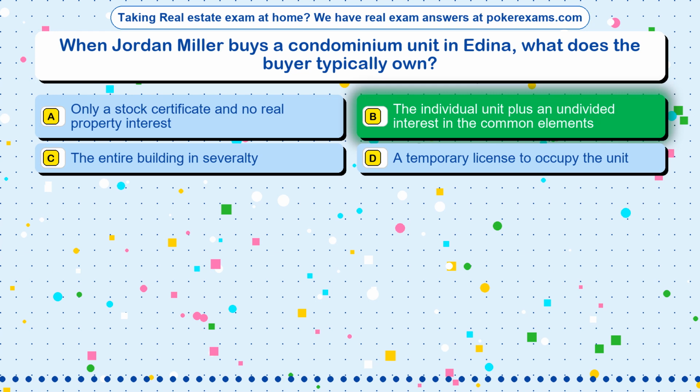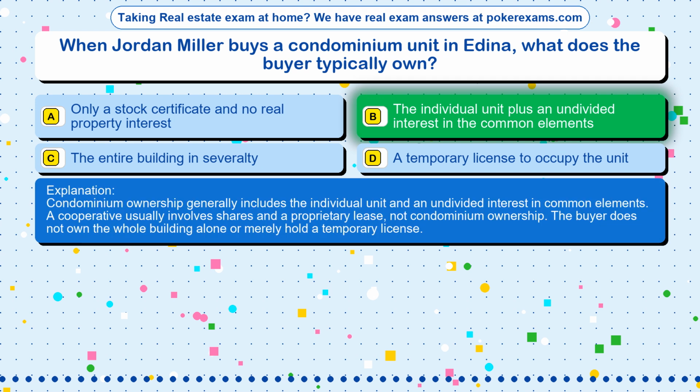The correct answer is option B. The individual unit plus an undivided interest in the common elements. Condominium ownership generally includes the individual unit and an undivided interest in common elements. A cooperative usually involves shares and a proprietary lease, not condominium ownership. The buyer does not own the whole building alone or merely hold a temporary license.